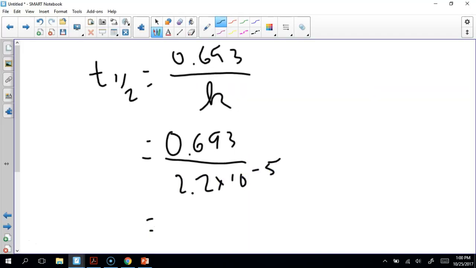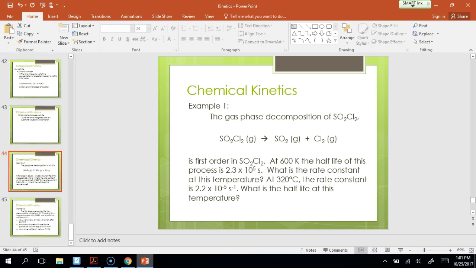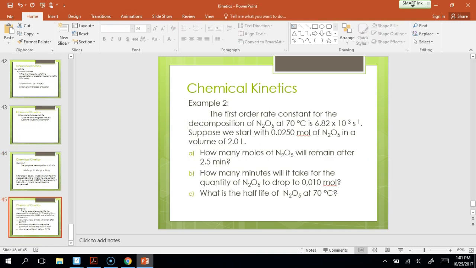And so we do that math, and we get 31,500 seconds. So that's the time it takes for that reaction to get to half of its concentration. Now the next problem here, we have a first order reaction. It's the decomposition of N2O5, and it gives the rate constant. And then it gives us some conditions.